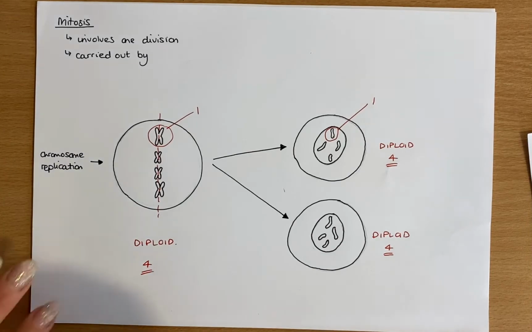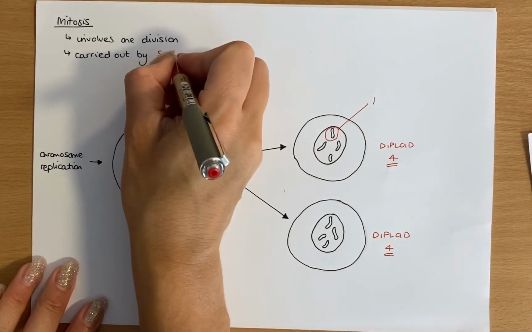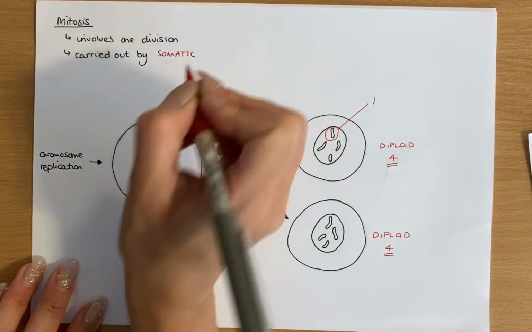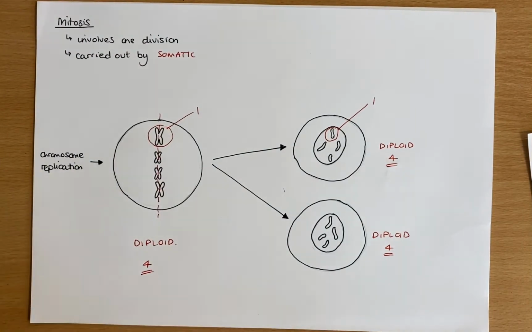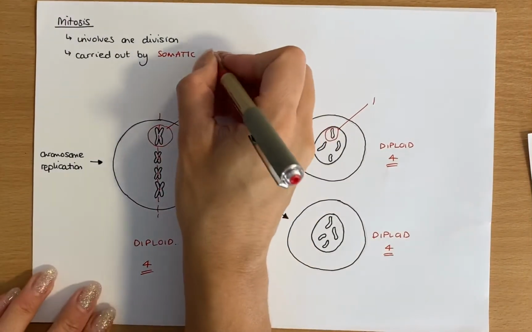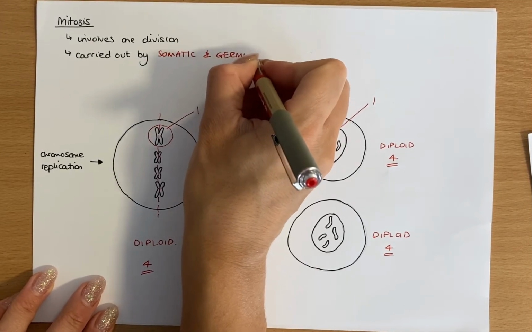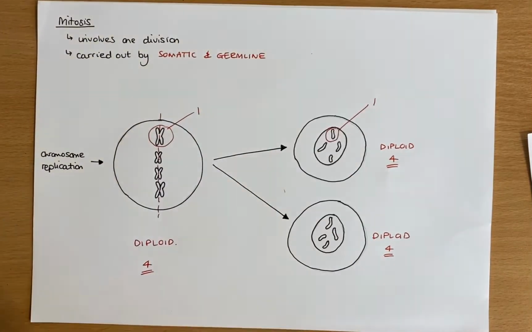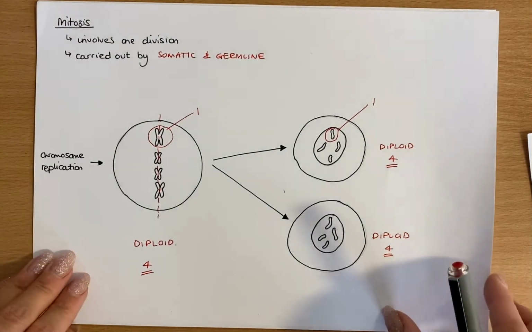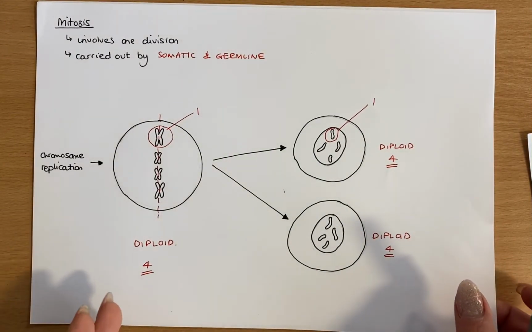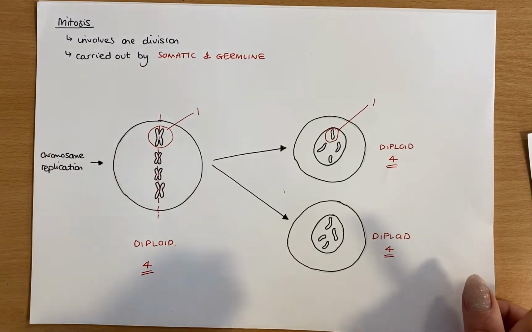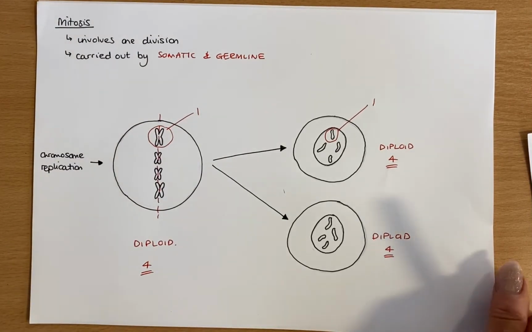So mitosis is carried out by somatic cells to produce more somatic body cells that are diploid, and it's also carried out by germline cells to make copies of themselves, those cells that are in the testes and in the ovaries. So that's mitosis. You start with a diploid cell and you end with 2 identical diploid cells, each with the same number of chromosomes.